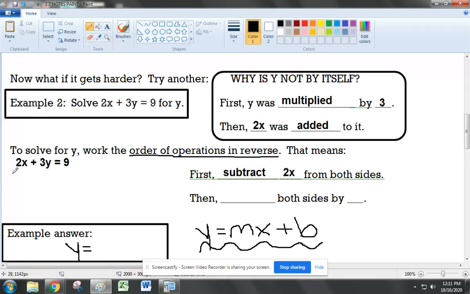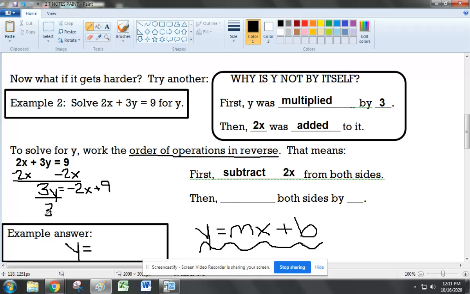Okay, so let me show you how this would look. We're going to subtract 2x. We're going to subtract 2x. Once from the left, once from the right. That's going to give me 3y equals negative 2x plus 9. Resist the temptation to make the rookie mistake of trying to combine these. These are not like terms, so don't try to combine them. Just put them next to each other.